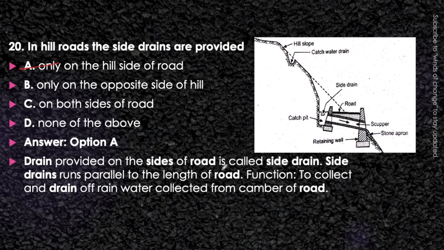Drains provided on the side of the road are called side drains. Side drains run parallel to the length of the road and their function is to collect and drain off the rainwater collected from the camber of the road. So if we have to collect the water from the camber of the road, we have to collect it in the drain like this. It has to enter the side drains.